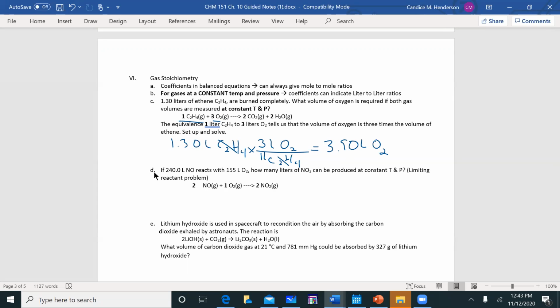I want you to try this one here, D. D is kind of like a limiting reactant problem, but we're using liter amounts, okay? So instead of being given a mass amount or mole amount, you're given a liter amount. So you have 240 liters of NO gas, and you have 155 liters of O2 gas. I want to know, in theory, how much NO2 could you produce if you're at constant temperature and pressure? If you're at constant T and P, you get to use the direct liter to liter relationship. So I'll give you all 4 minutes to set that up. It's kind of like doing the first part here, but doing it twice.